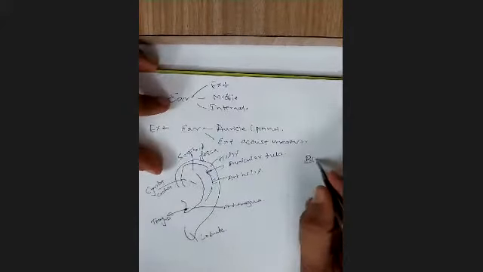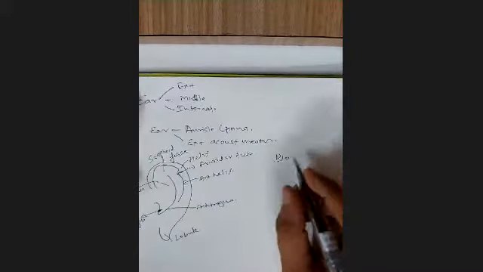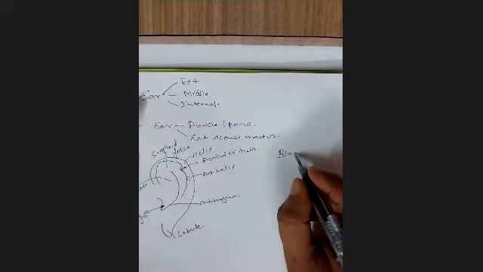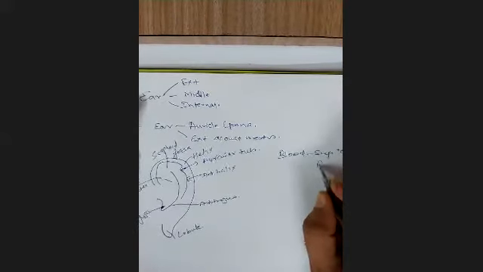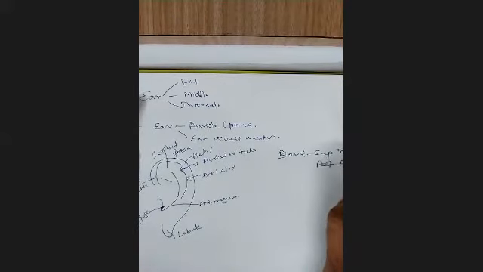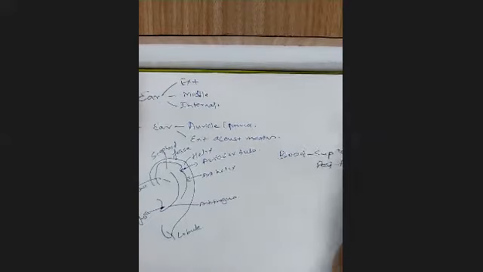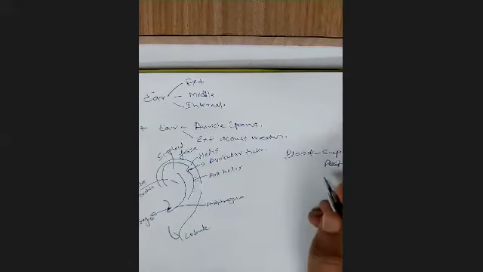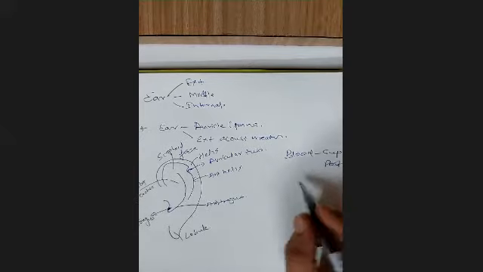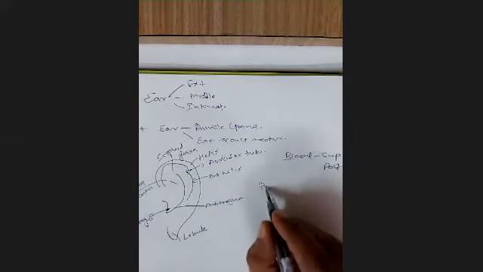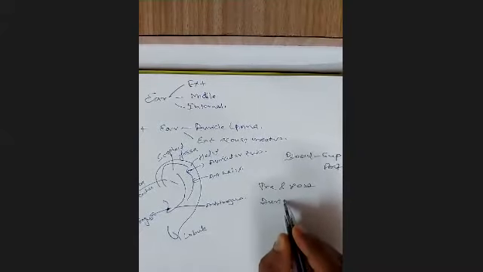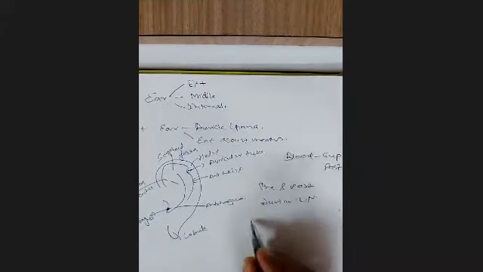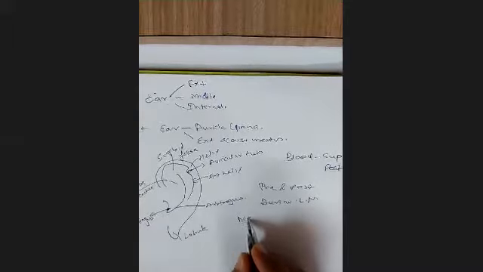Okay, the blood supply is from superficial temporal artery, posterior auricular artery. Now, lymphatic drainage is from the preauricular, postauricular lymph nodes. So you can always remember pre and post auricular lymph nodes. But most important is nerve supply.